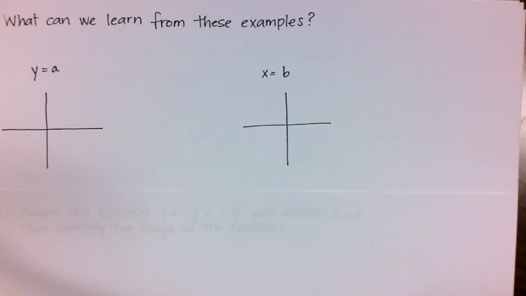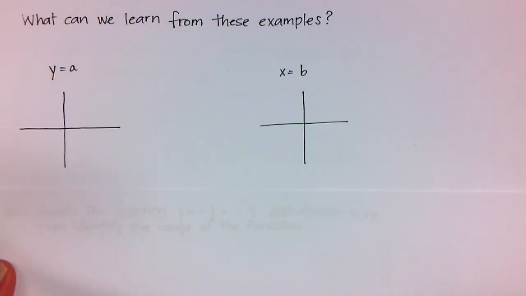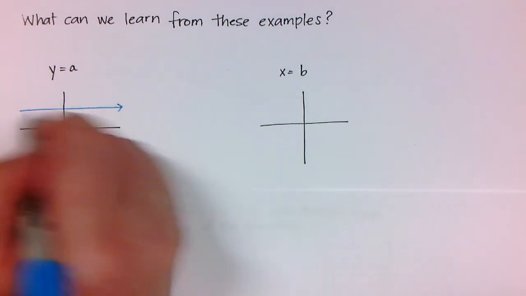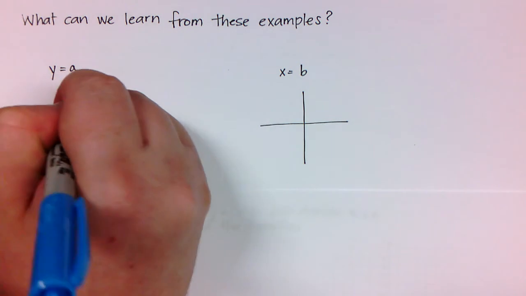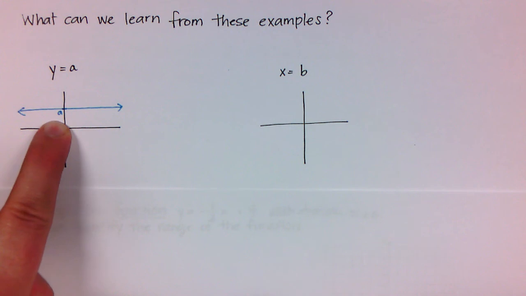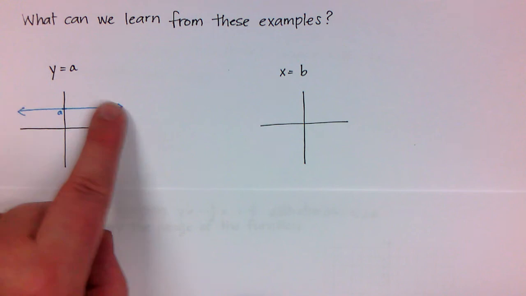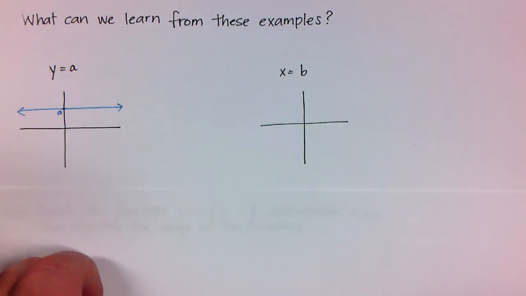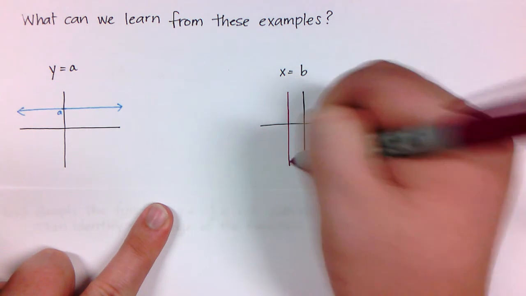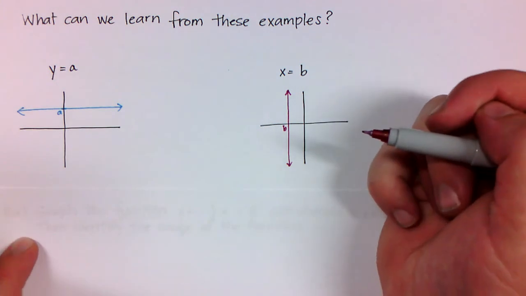So from these examples, what can we learn? When I have an equation that says y is equal to a number, what does that look like? Well, what it means is that it's going to be a horizontal line, and it's crossing the y-axis at whatever that number is. If it's y is equal to -2, it would cross down below at -2, but it's always going to be a horizontal line. Whereas if you have x is equal to a number, it's going to be a vertical line, crossing at whatever that number is on the x-axis.